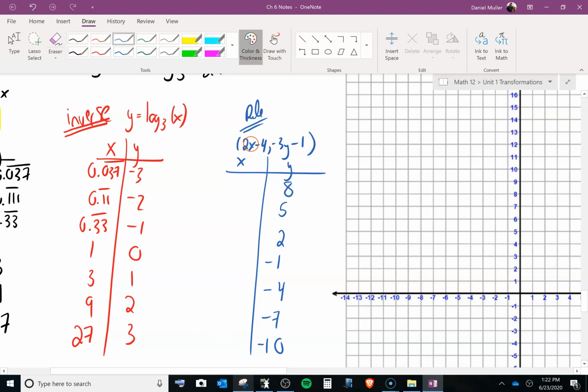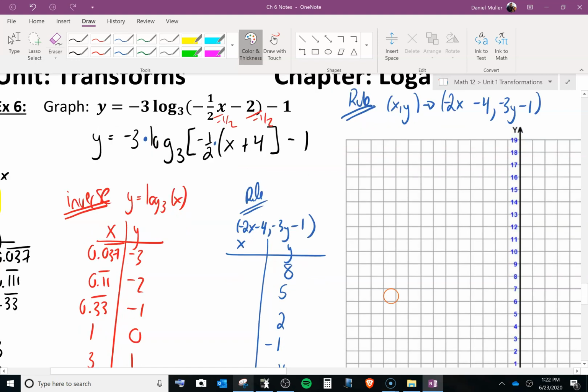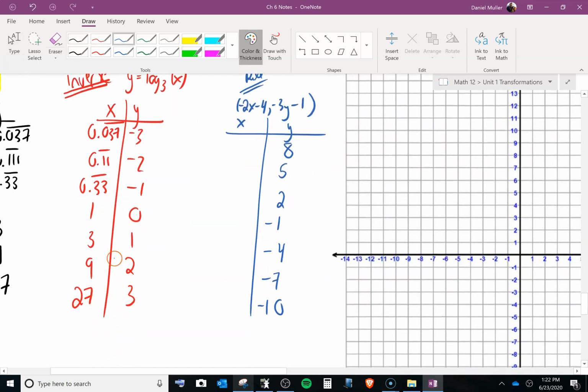And if you put 27 into here, I don't know what that is, 54 minus 4, negative 54, is it a negative 2x? I think it is a negative 2x. I don't know what happened to the negative symbol, because I was dividing by negative a half. So 27 times negative 2 is negative 54, minus 4 is negative 58. And then put a 9 in here, negative 18 minus 4 is negative 22. And you can keep putting those in, negative 10, negative 6.